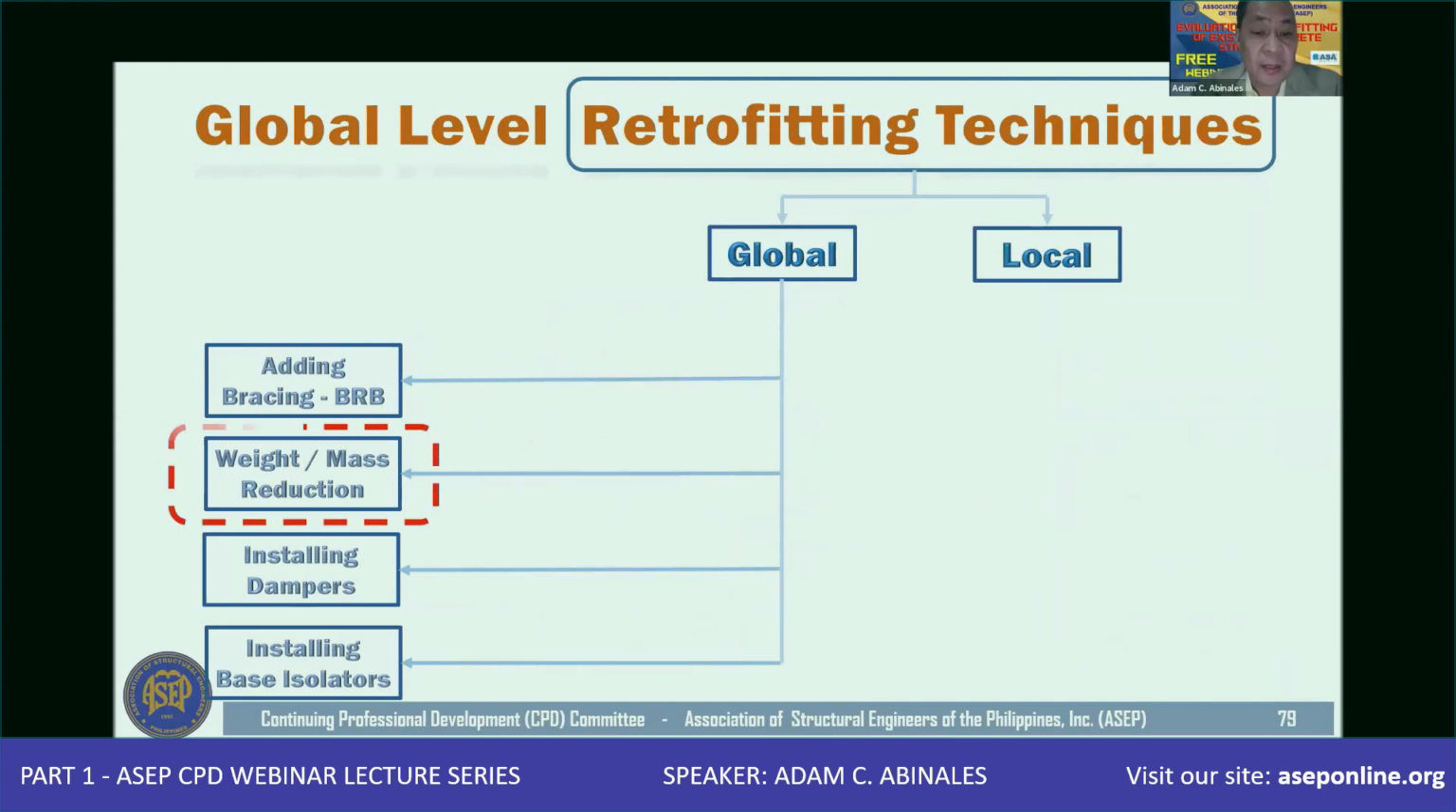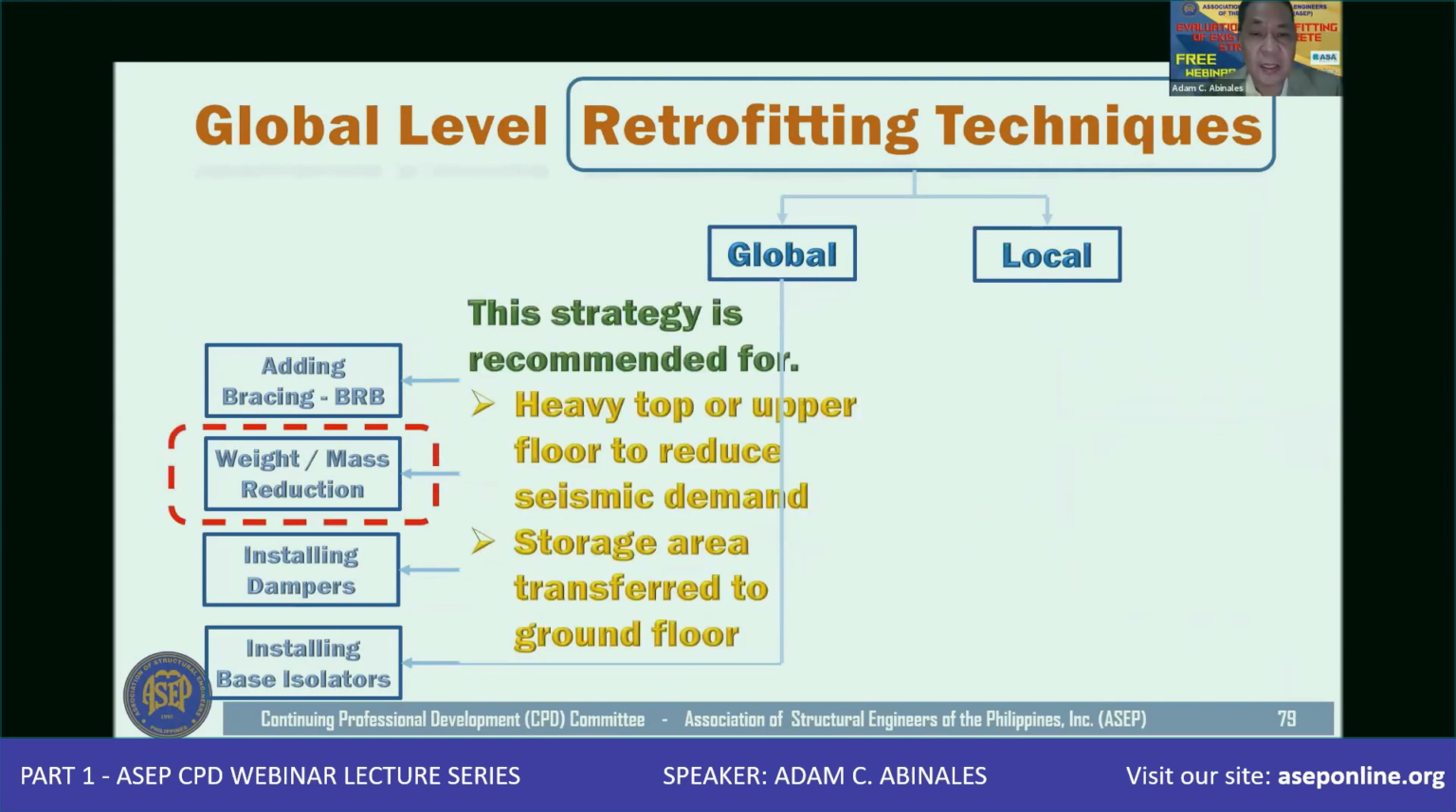Weight or mass reduction. Well, basically this is a case wherein you have a very top-heavy building or heavy upper floors, and you reduce mass to reduce seismic demand. Or sometimes there are buildings where you have a storage area in the upper floors, and you have to move it to the lower floor or to the ground floor, assuming that there is no basement.